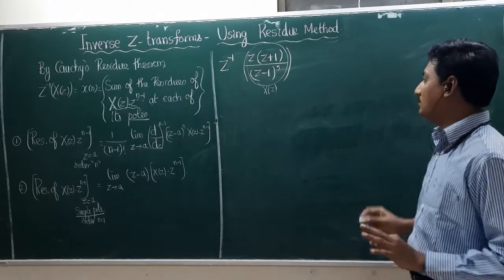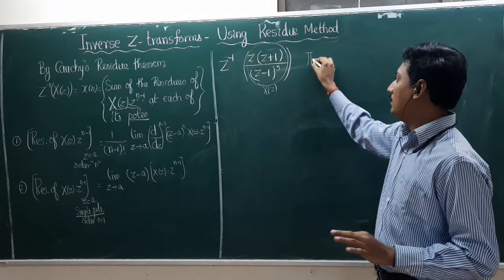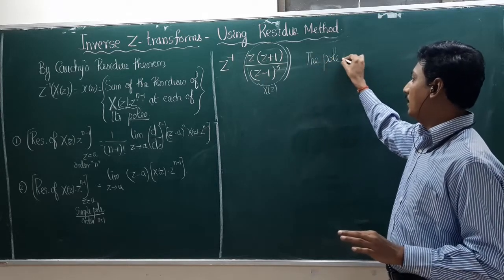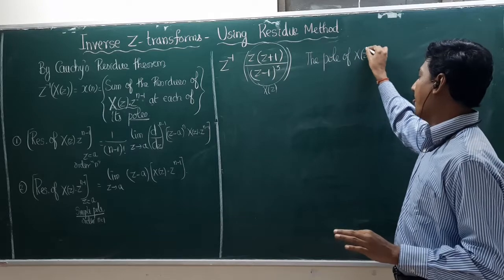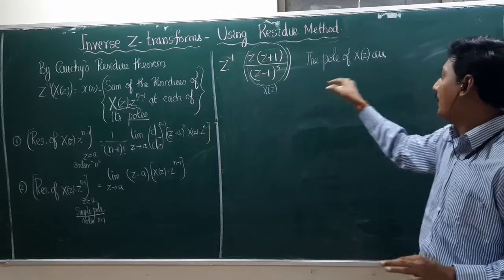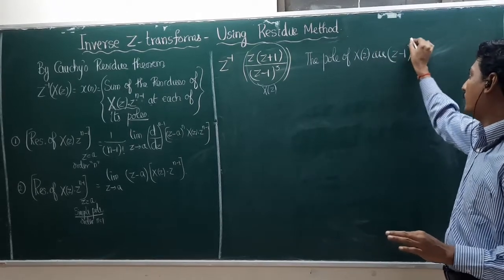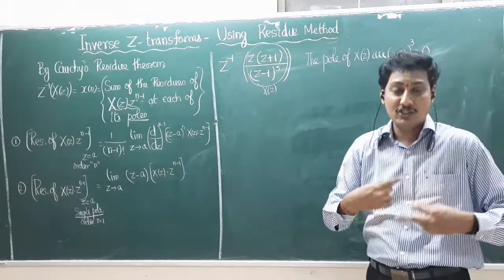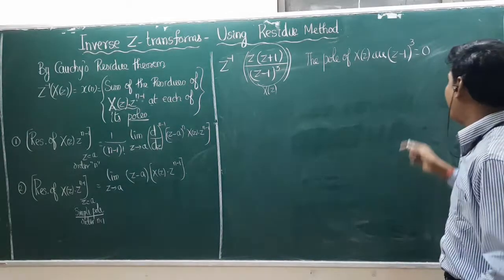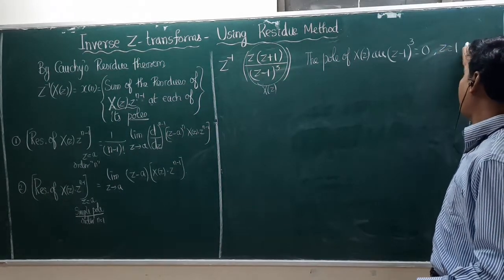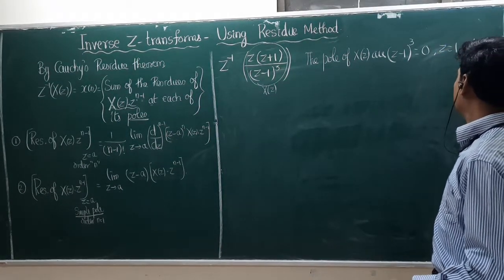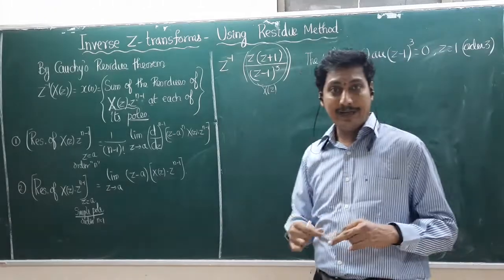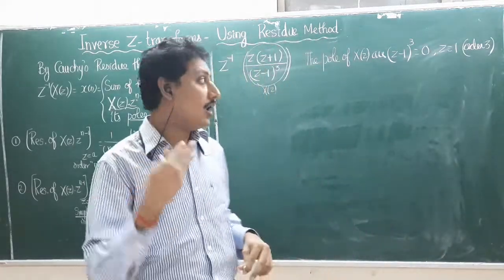What's a pole? The poles of X of z are given by the denominator term. Z minus 1 whole power 3 is equal to 0. So what's the power 3? Power 3 means repetition. It's called the order. So in this case, we will get z is equal to 1 of order 3. So the pole is 1 but is repeated thrice. So here the order is 3.